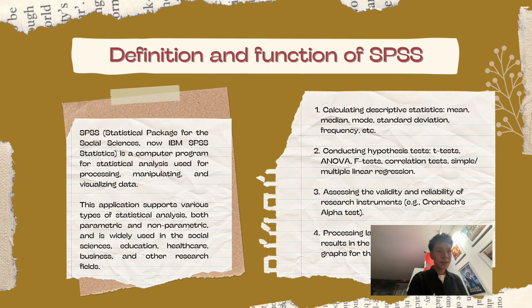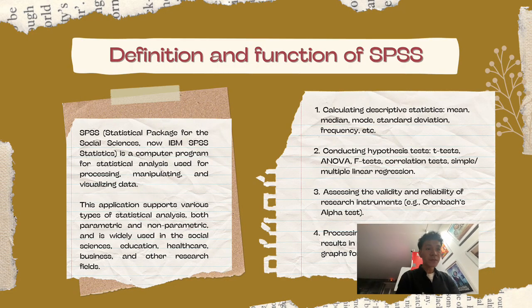In this video, we're going to show you and explain SPSS. As you know, SPSS is the Statistical Package for the Social Sciences, now IBM SPSS Statistics. It's a computer program for statistical analysis used for processing, manipulating, and visualizing data. It supports various types of statistical analysis, both parametric and non-parametric, and is widely used in the social sciences, education, healthcare, business, and other research fields.